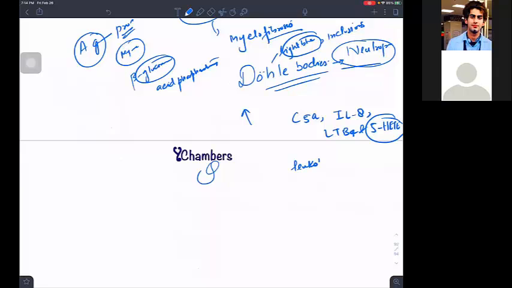Okay, leukotriene. So these are all what? Chemotactic agents. C5a, LTB4, 5-HETE. And also, do you remember kallikrein from the coagulation pathway? Kallikrein is also a chemotactic agent.